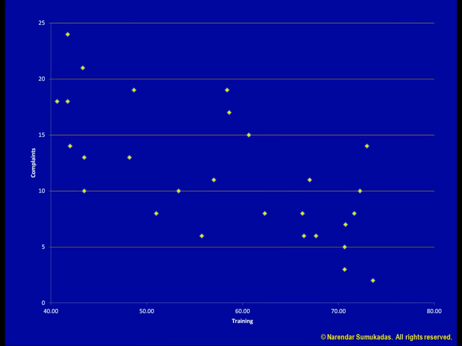Note that I'm plotting the cause, or the independent variable, on the x-axis, and the effect, or the dependent variable, on the y-axis. X is causing Y, or inadequate training is causing complaints. Looking at the scatter diagram, there does seem to be an inverse relationship between training and complaints. The average training that employees have received, plotted on the x-axis, varies from 40 to 80 hours. The complaints seem to vary in an inverse manner from 25 to 0.